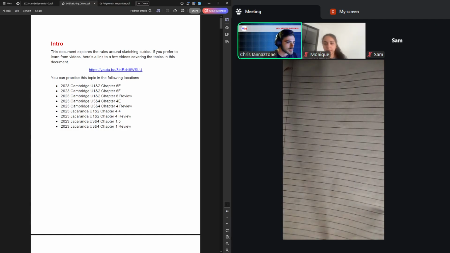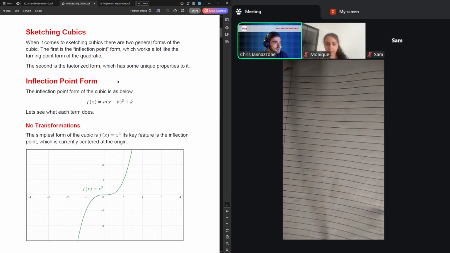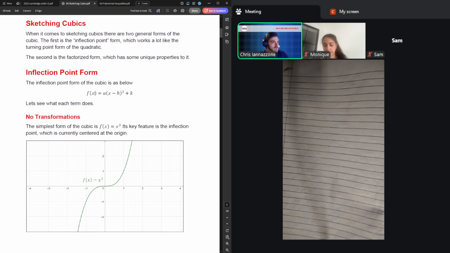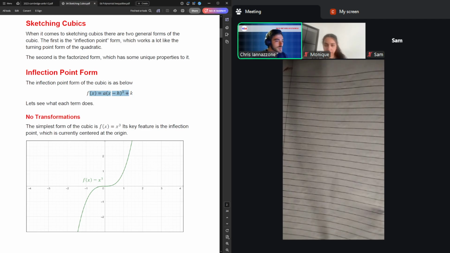Otherwise, polynomials. Let's crack on. So this will be in the screen share. So, sketching cubics. The first kind of cubic that we're going to look at sketching is the cubic that is in the so-called inflection point form. So kind of like how quadratics have a turning point form, cubics have an inflection point form. Namely, it will show you where the inflection point of the cubic is.